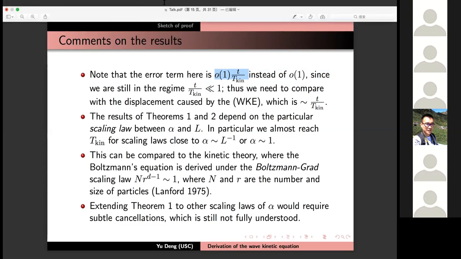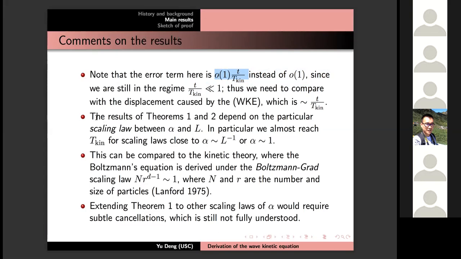Okay, and second, as I said, the results of theorem 1 and 2 depend on the particular scaling law between alpha and L. In particular, we almost reach the kinetic time scale for scaling laws that are close to alpha equals L minus 1 or alpha equals 1. So these are two particularly favorable scaling laws.